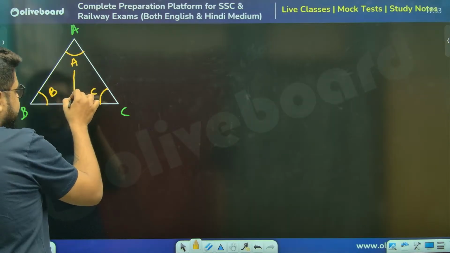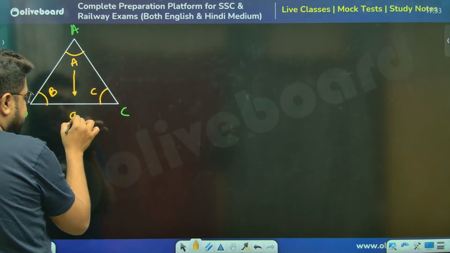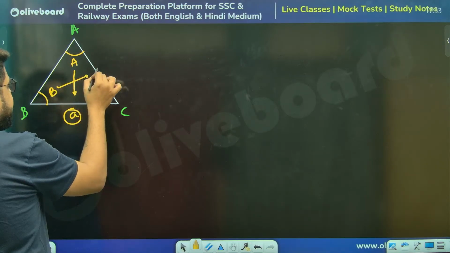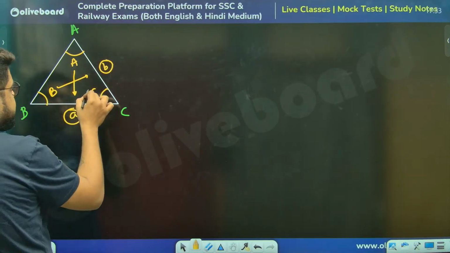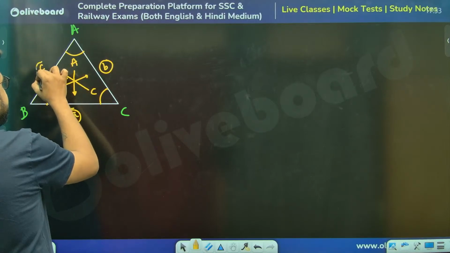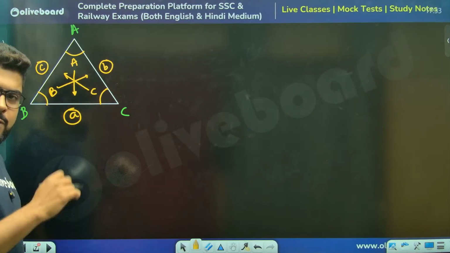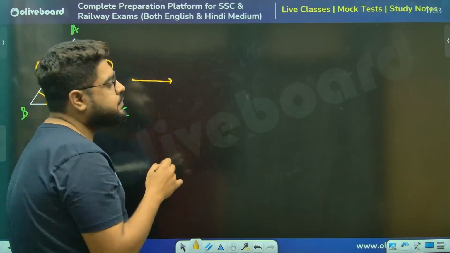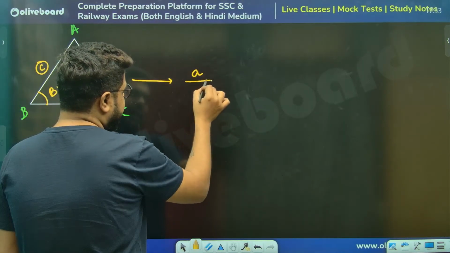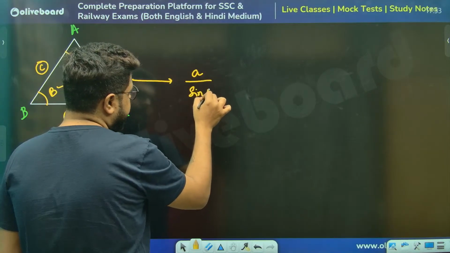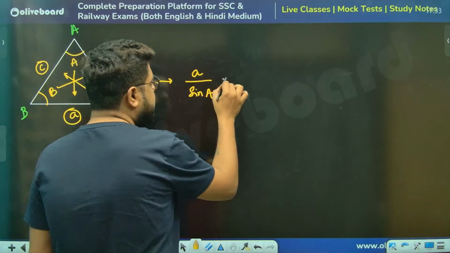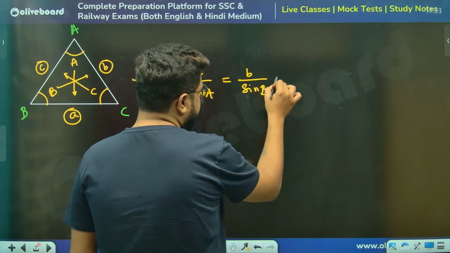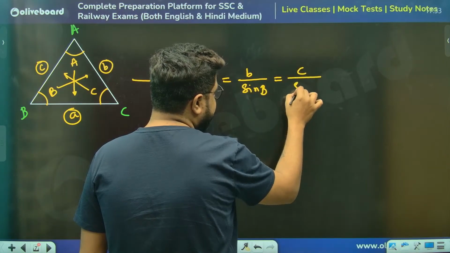Now, opposite to angle A, this side we generally name small a, the length of this side. Opposite to B we call it small b, the length. And opposite to C we call it small c. Why am I saying this? Because there is a theorem: a divided by sine A is equal to b divided by sine B, which is equal to c divided by sine C.